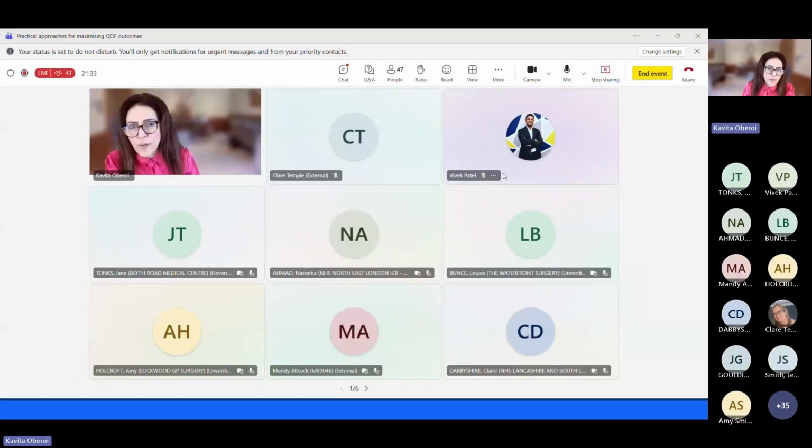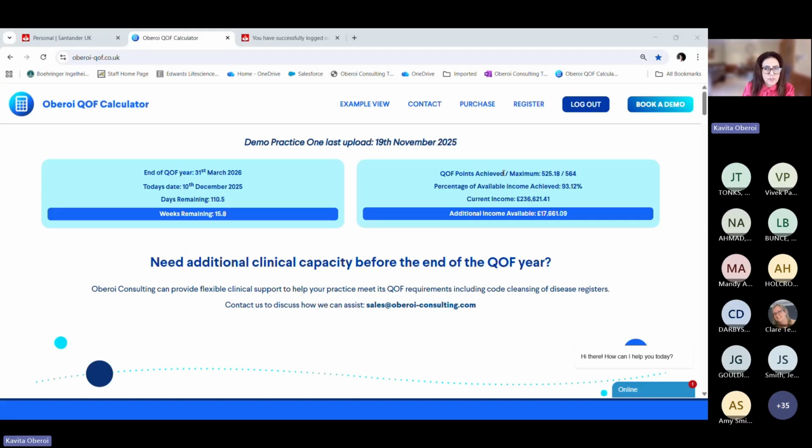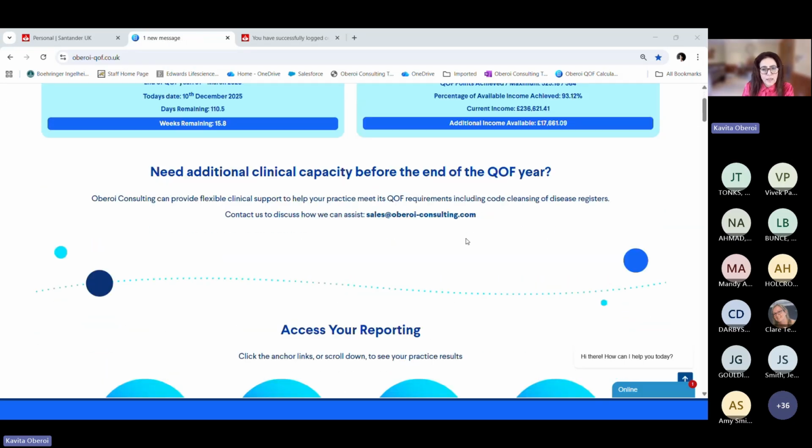So we've got a number of practices up and down the country who've been using this, finding it very easy to use. Once you have got access and you've logged in, at the top of the QOF calculator, what you will see is literally how many weeks and days we've got remaining, where you are currently, and your income that's still available.